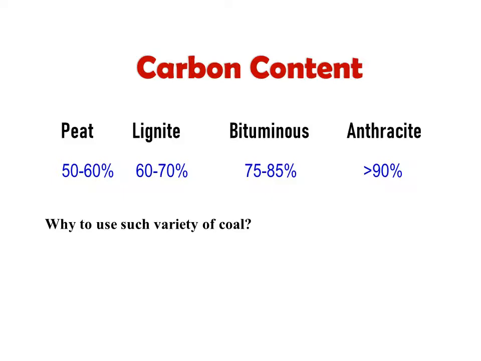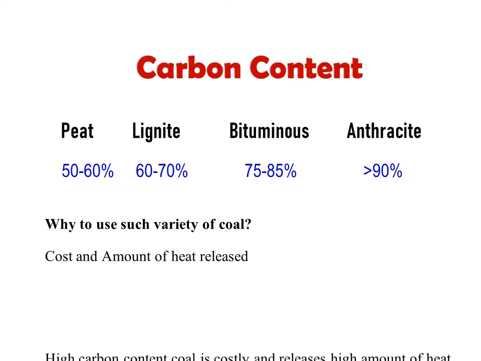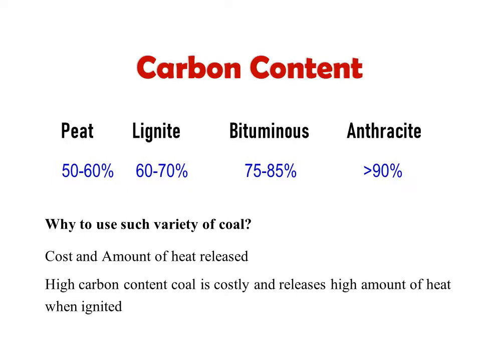So why anthracite? Anthracite releases so much heat because of its high carbon content. High carbon content in coal is costly and releases a high amount of heat when ignited. So anthracite has a high amount of carbon, which makes it the costliest, and this helps to release a huge amount of heat when it gets ignited compared to the other forms of coal.